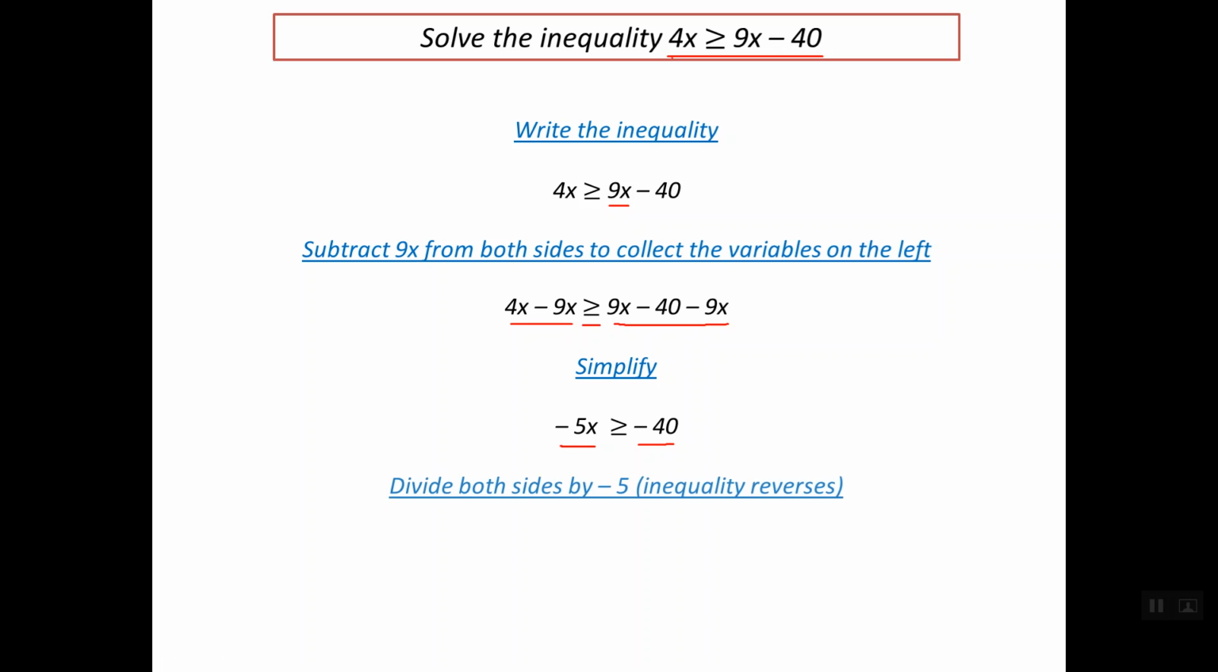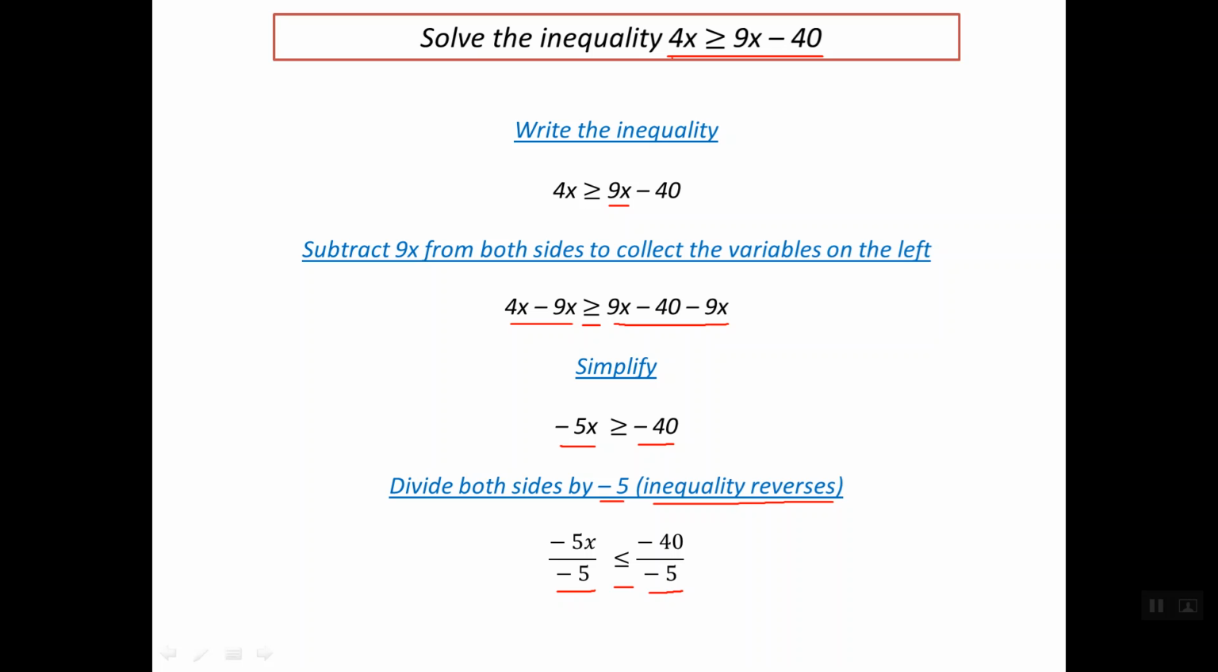1. So simply we can divide both sides by minus 5, and see, because we divide the inequality by a negative value, the inequality should reverse. So instead of greater than or equal, it becomes less than or equal. So the left side becomes minus 5x divided by minus 5, and the inequality reverses, and the right side becomes minus 40 divided by minus 5.